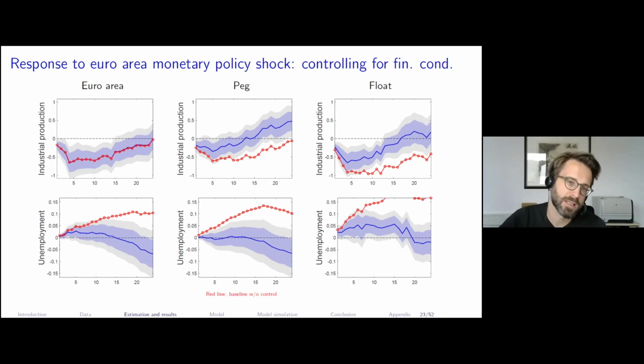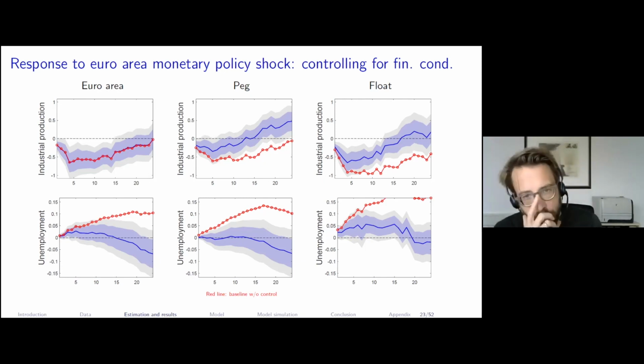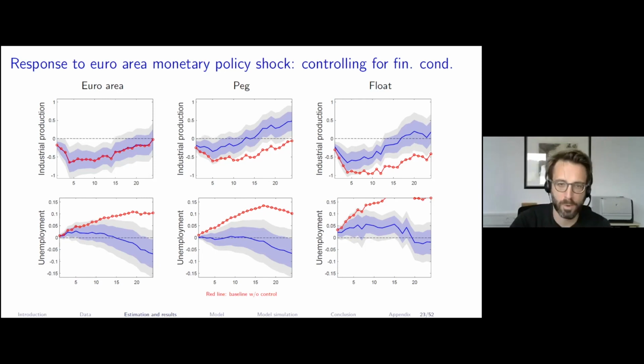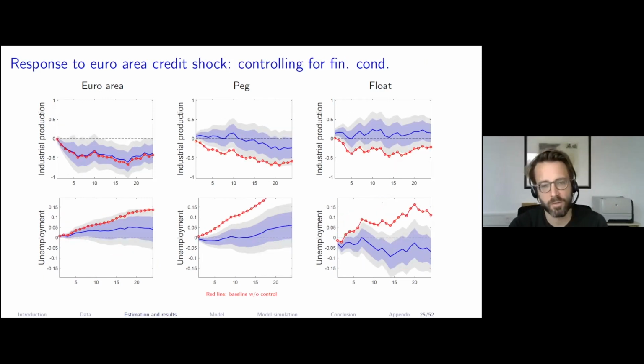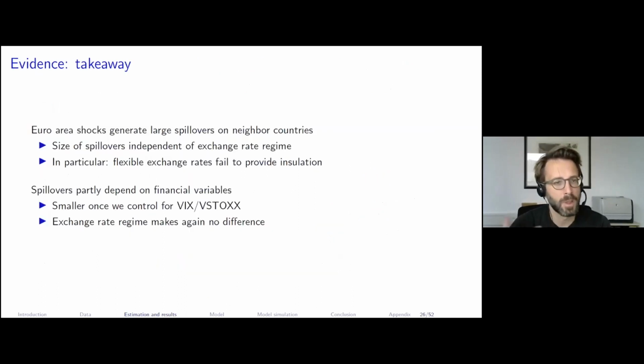Another way to put this is that some of the international spillovers may operate through financial variables, and once we control for them, the spillovers get smaller. But what's most important here for us is that the relative impact, peg versus float, is still unchanged, meaning there is still no insulation under the float. This is for the monetary policy shock, this is for the central bank information shock, and this is for the credit shock. So bottom line, spillovers get smaller, but again, under the float, there is no insulation.